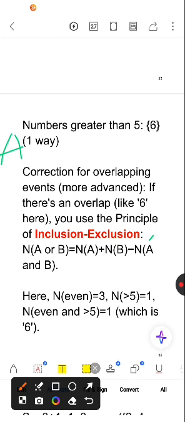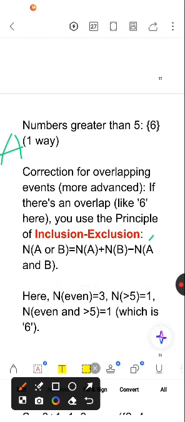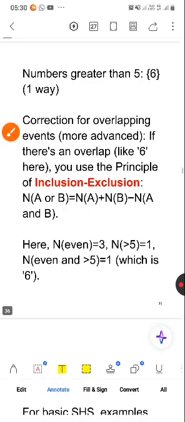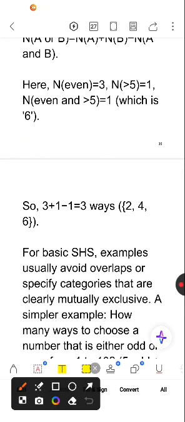So we have this illustrating the whole concept. This actually deals with a two-set problem, and we can go ahead and substitute. Since we know the cardinality of the even is 3, and the cardinality of the number greater than 5 is 1, then minus 1, and it's equal to 3 ways.